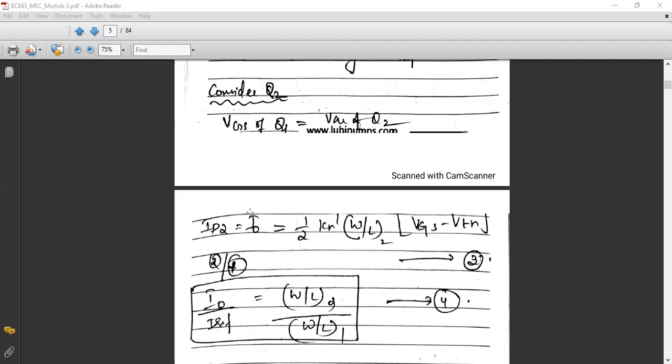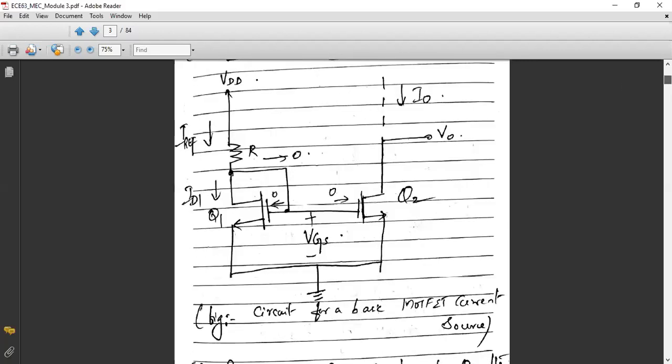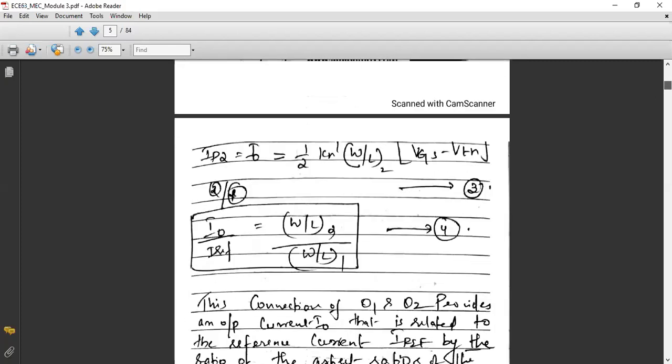So why have I put ID2? Because you know that I0 is nothing but the output current that is flowing through the second transistor, as you can see from the circuit. So I have written I0 as the same as the drain current of Q2. So I have put I0 is equal to ID2.